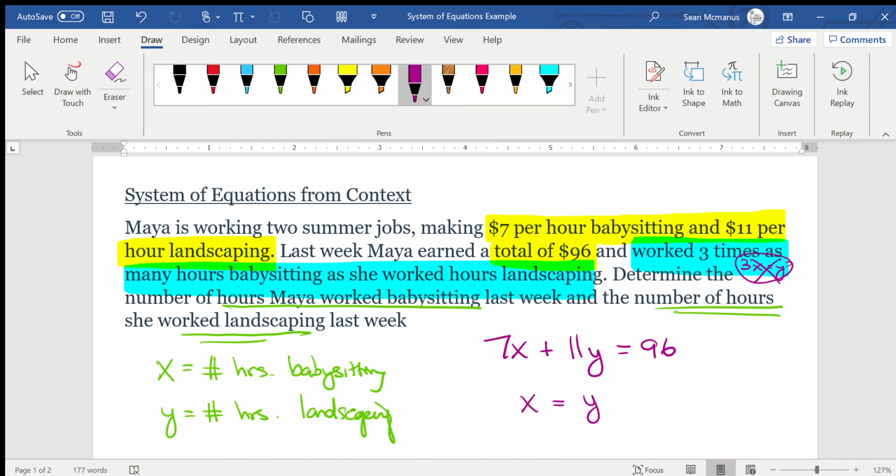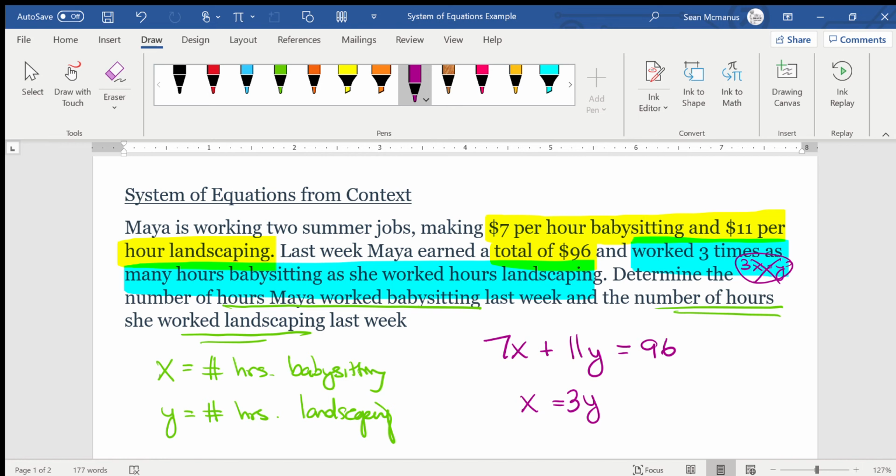So the number of hours landscaping, you have to take the number of hours babysitting. Oops, sorry, I just did exactly what I said not to do. 3 times as many hours. All right, so if I think about this, which side should the 3 go on? So here we know she worked 3 times as many hours babysitting.